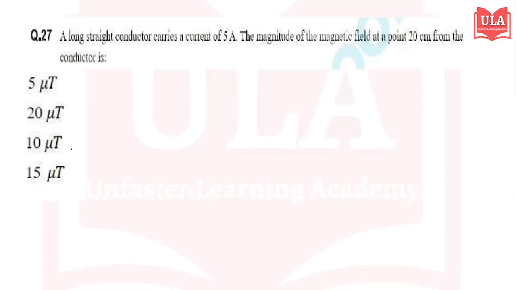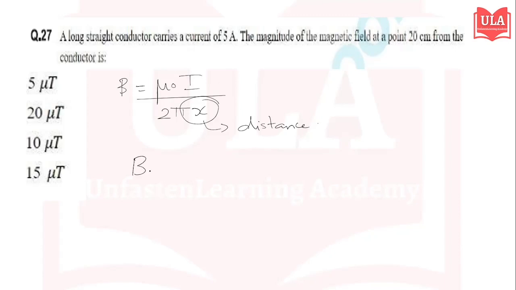Next question is, a long straight conductor carries a current of 5 amperes. The magnitude of magnetic field at a point 20 centimeter from the conductor is. So magnetic field formula is B is equal to mu naught I by 2 pi x. Substituting the same, x is nothing but the distance, and I is the current. Mu naught will be 4 pi into 10 to the power of minus 7. So B will be equal to 4 pi into 10 to the power of minus 7 into 5 amperes divided by 2 pi into 20.